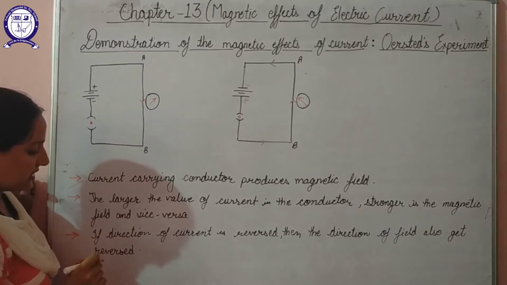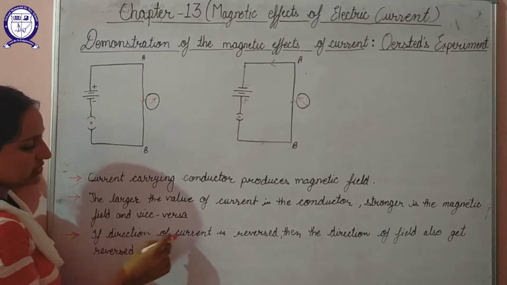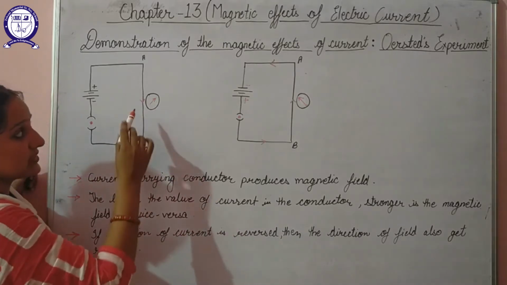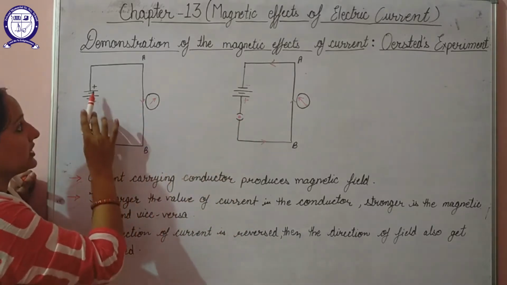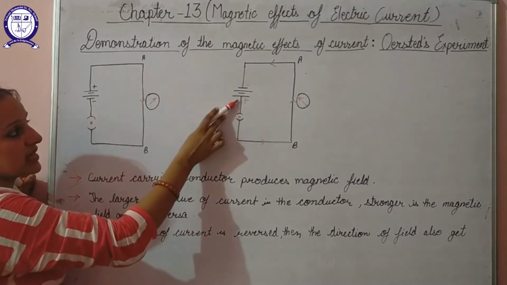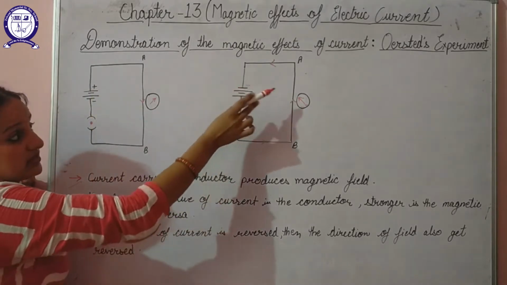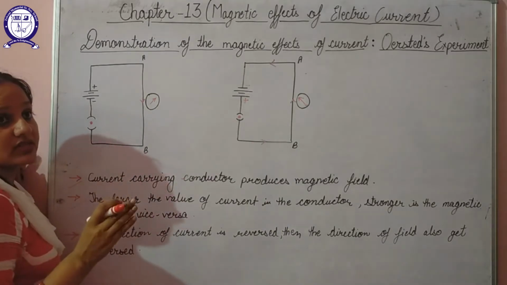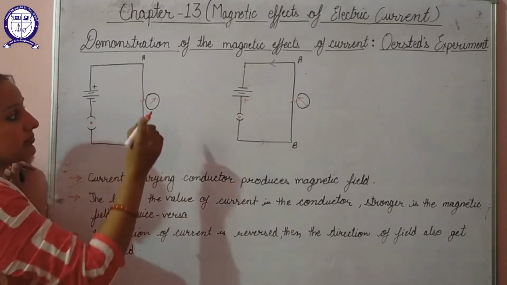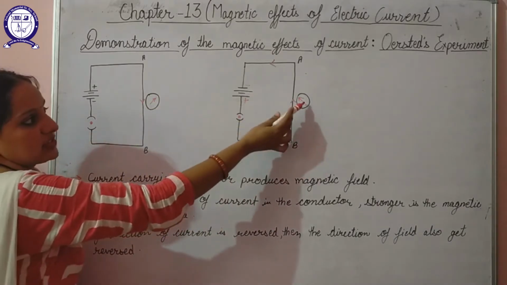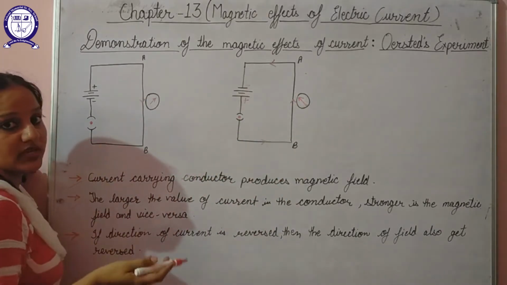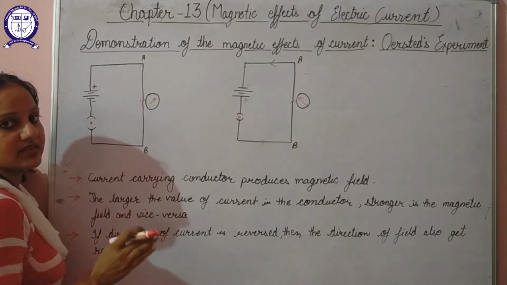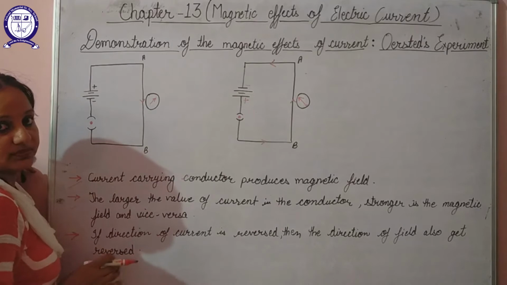And in the third point, he concluded that if the direction of the current is reversed, then the direction of the field also gets reversed. That we have observed here also, that when you reverse the polarity of the battery, that means we are reversing the direction of current also, and on the basis of that, the direction of deflection of this magnetic compass also gets reversed, indicating that the direction of magnetic field has reversed.